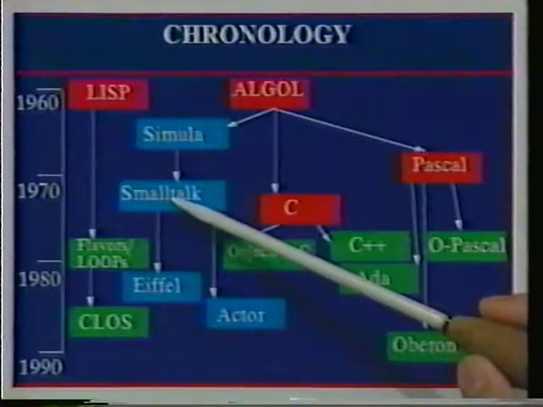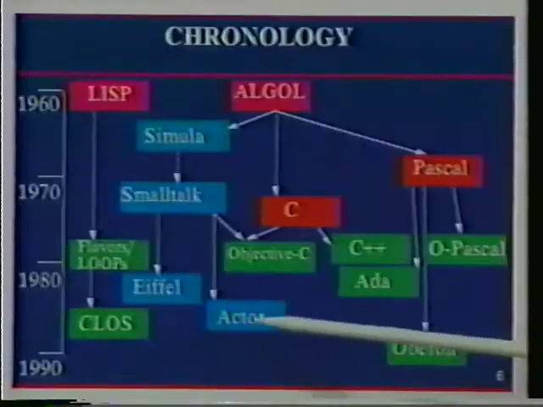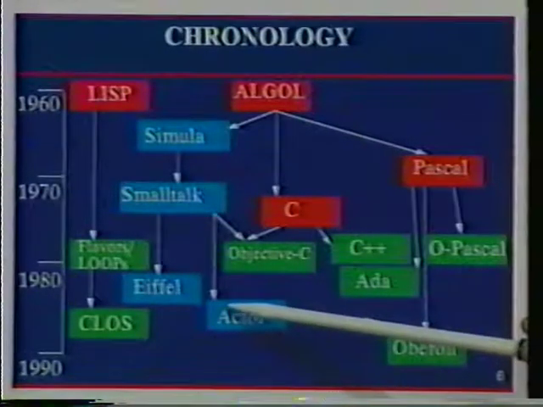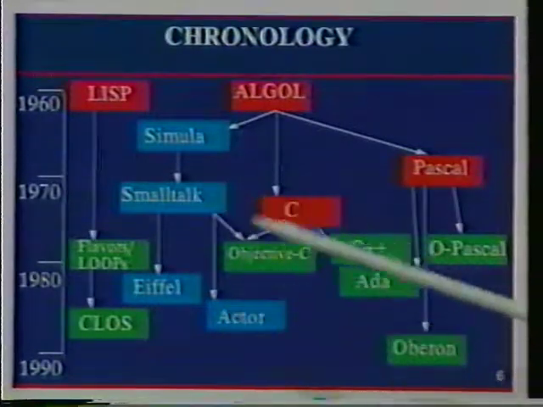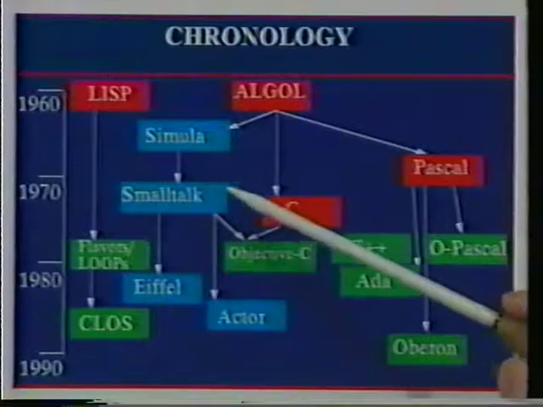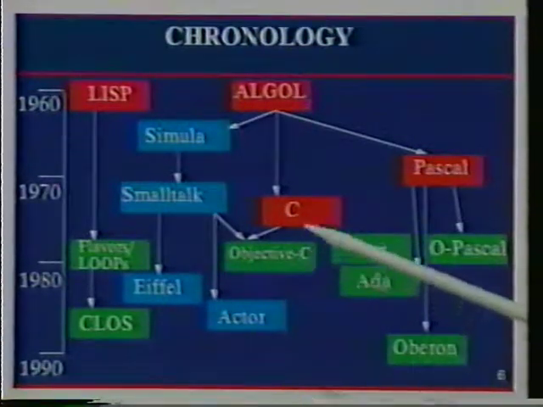There are several versions of Smalltalk. The current version is Smalltalk 80, and there is also a version on the IBM PCs called Smalltalk 5. Actor is a version of Smalltalk on IBM PCs, and it's a little more efficient than Smalltalk. Objective-C has both the good elements of Smalltalk 80 and C.